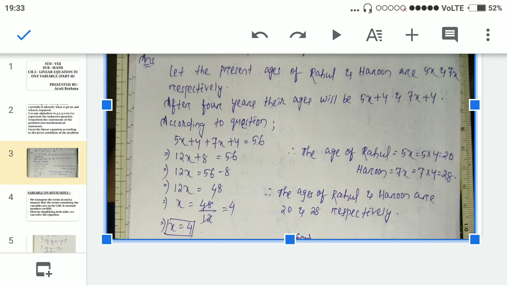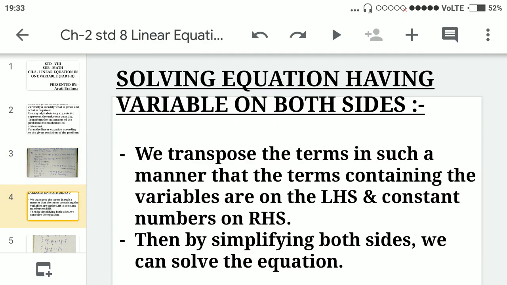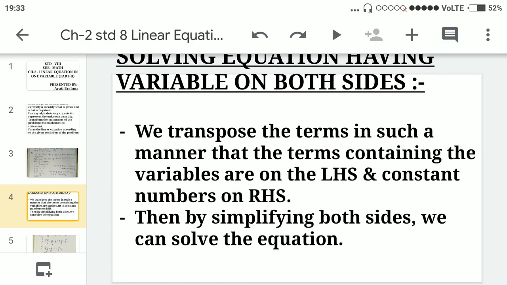So this is the way to reduce a word problem to a mathematical statement, then you can solve it in this method. Then next one is what? Solving an equation having variable on both sides. That means in the previous example, the variable was present only on one side, that is the left hand side. Now if the variable is present on both sides, there is no big deal. Simply you have to transpose the terms in such a manner that the terms containing the variable are on the LHS and constants are on the RHS. It will be easy. Just separate the variable to the left hand side and simplify as usual.